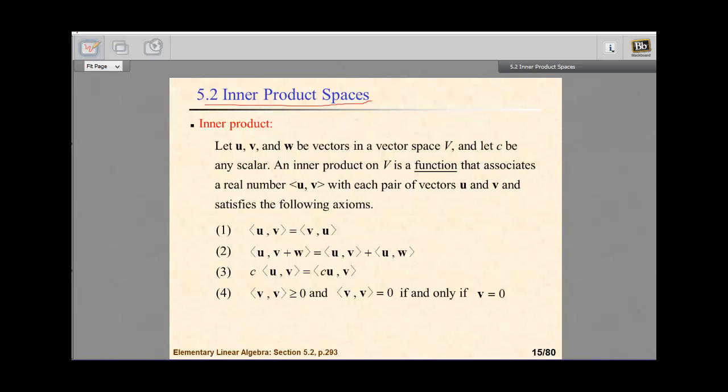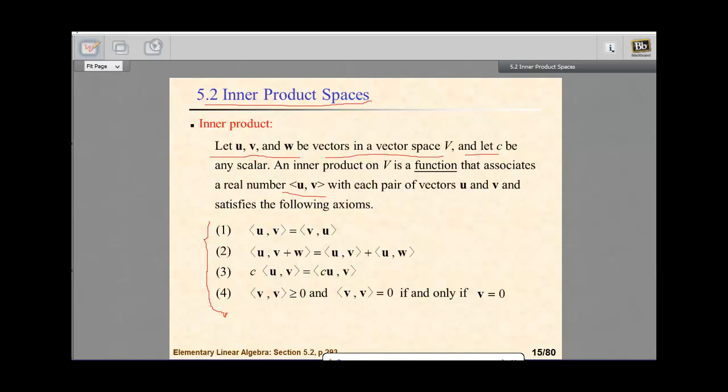Our topic is inner product spaces. So inner product spaces means: let u, v, and w be vectors in a vector space V, and let c be any scalar. An inner product on V is a function that associates a real number <u, v> with each pair of vectors u and v and satisfies the following axioms.